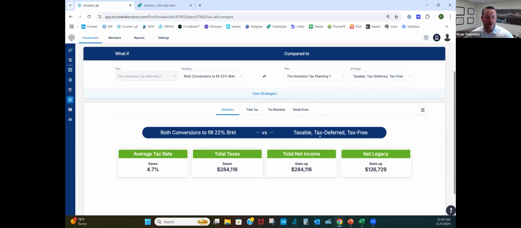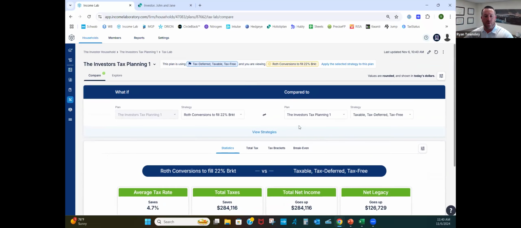We can explore different strategies and stuff like that. And then when you're ready, once you see a strategy you want, and remember, sometimes Income Lab will recommend like Roth conversions to the 24% or Roth conversions to the 32%. You don't have to choose that, right? You have to find out what the client's comfortable with. And if they're more comfortable with, hey, I like the strategy, but I don't want to go all in, let's keep it to the 22% bracket. That's perfectly fine, right? That's absolutely fine.